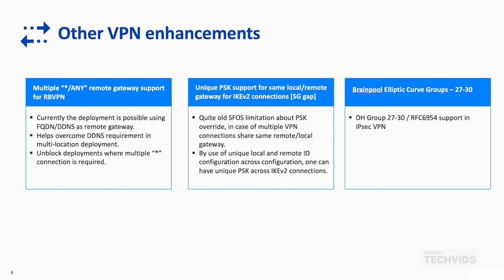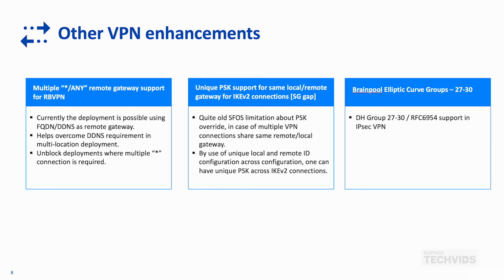Next is the unique pre-shared key or passphrase across multiple VPN connections with the same local and remote gateway configured. Currently, a common pre-shared key is enforced across all VPN connections with the same local and remote gateway, so the ability to use unique ones will improve security. Support for unique pre-shared keys across the same gateway-based IPsec connection is available for IKEv2-based encryption profiles with the use of unique local and remote ID configurations. Due to some technical limitations, we're unable to offer this for VPN connections configured with IKEv1-based encryption profiles.